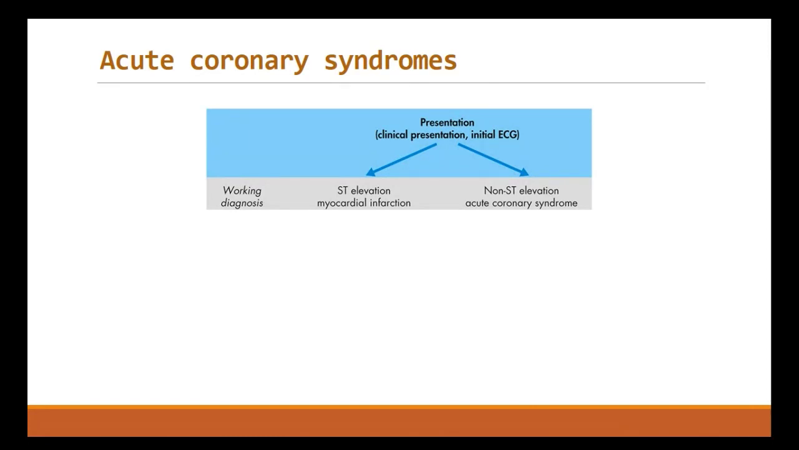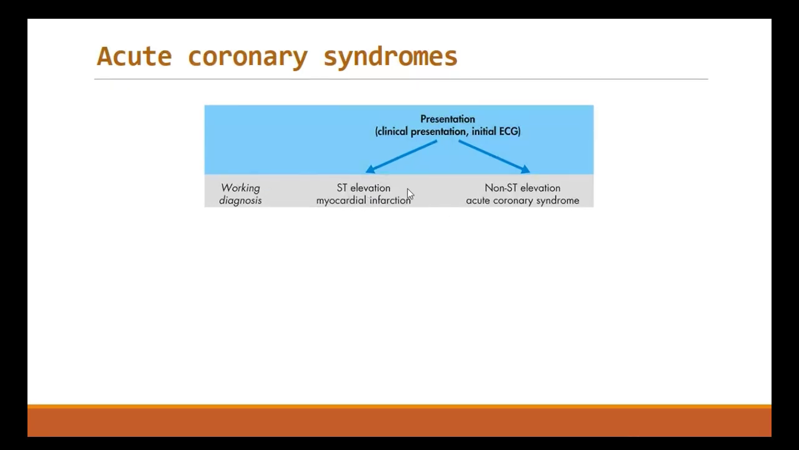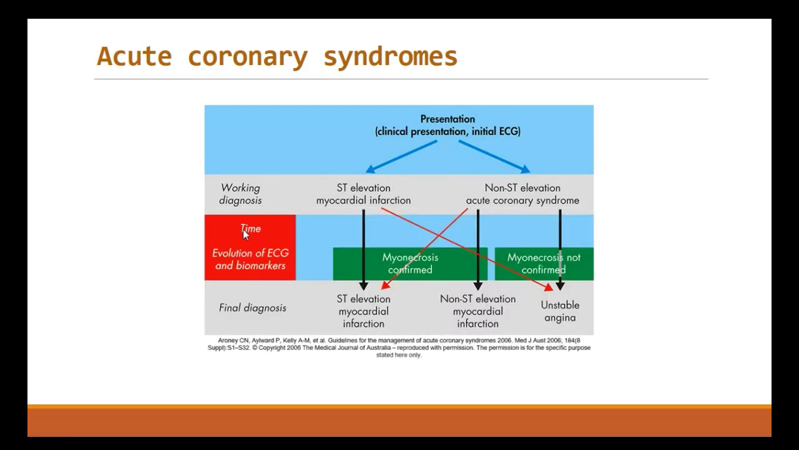So we'll talk about myocardial infarction now. When you look at ECG, if there is ST elevation, this is clearly myocardial infarction. But there could also be non-ST elevation acute coronary syndrome. What you do, you give some time and you evaluate the ECG again, and you also measure biomarkers.